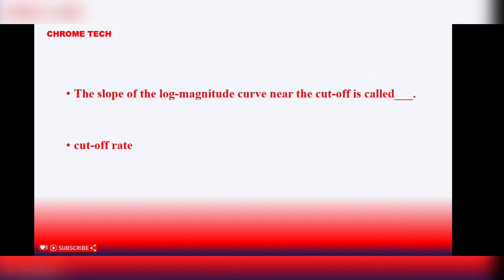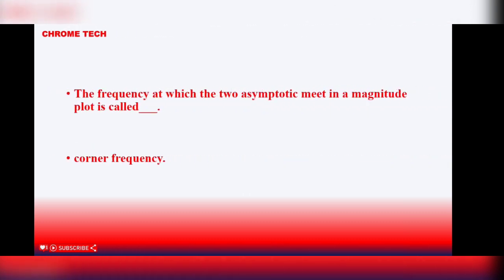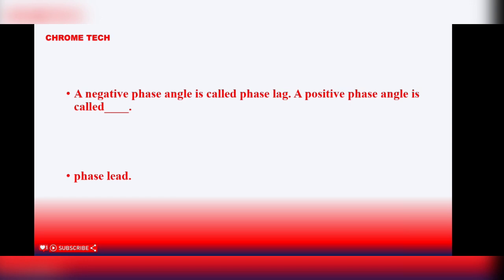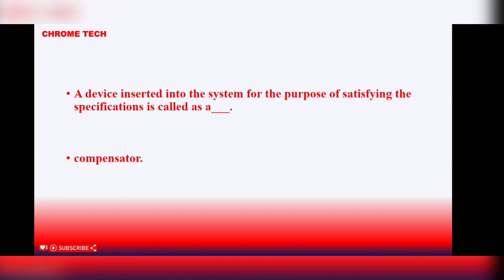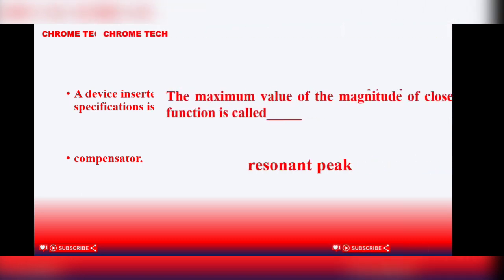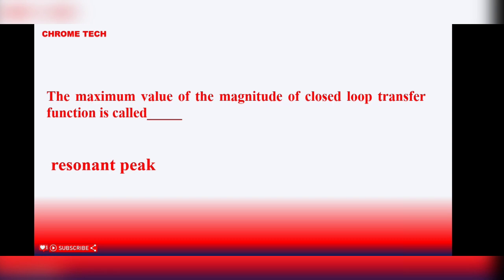The slope of the log magnitude curve near the cutoff is called cutoff rate. Next question. The frequency at which the two asymptotes meet in the magnitude plot is called corner frequency. The negative phase angle is called phase lag. The positive phase angle is called phase lead. A device inserted into the system for the purpose of satisfying the specification is called compensator. The maximum value of the magnitude of closed loop transfer function is called resonant peak.